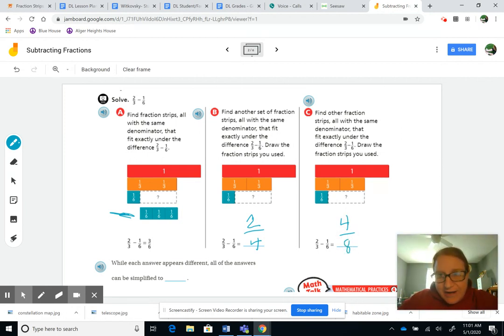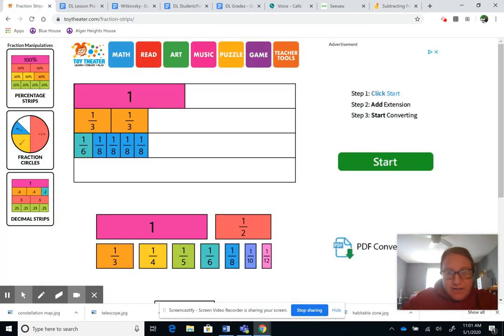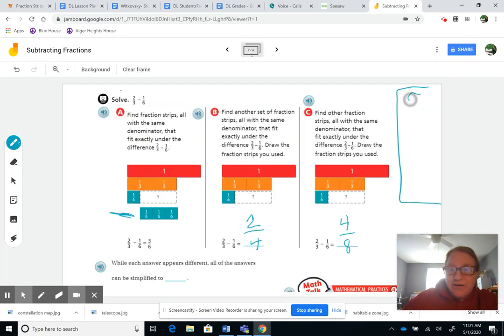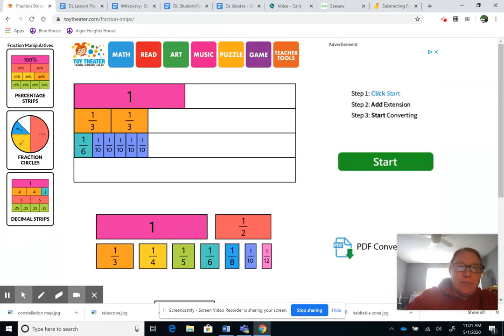Now I'm going to go back and I'm going to put the other ones right here because I want you to see something. There's actually more. So I'm going to go back here. We did eighths. And now I'm going to slide all these back and I can do tenths. 1, 2, 3, 4, 5. 5 tenths fits there perfectly. So let's put that here. 5 tenths.